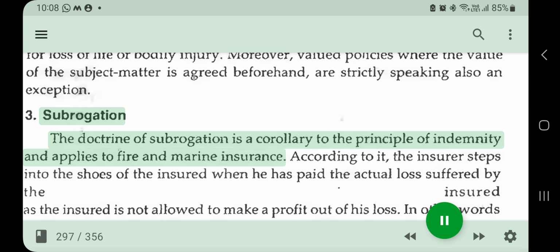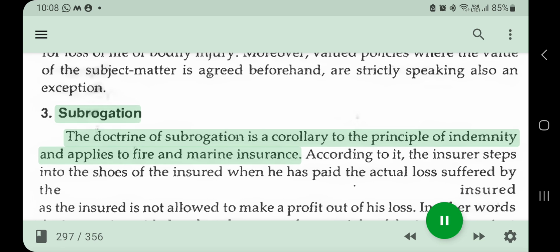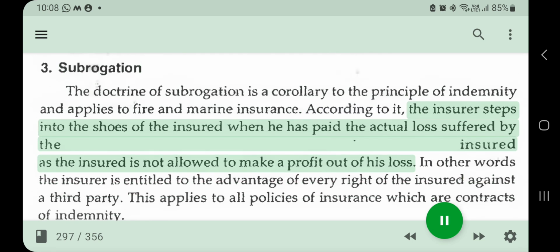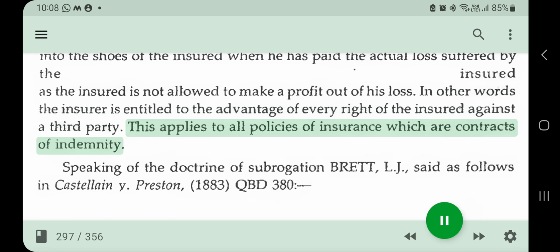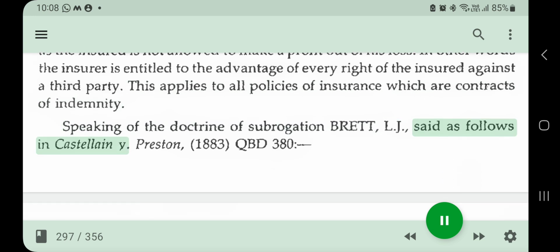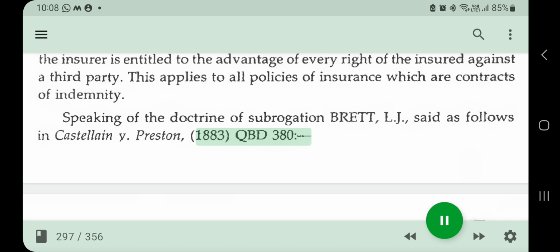3. Subrogation. The doctrine of subrogation is a corollary to the principle of indemnity and applies to fire and marine insurance. According to it, the insurer steps into the shoes of the insured when he has paid the actual loss suffered by the insured, as the insured is not allowed to make a profit out of his loss. In other words, the insurer is entitled to the advantage of every right of the insured against a third party. This applies to all policies of insurance which are contracts of indemnity. Speaking of the doctrine of subrogation, Brett, L.J., said as follows in Castellain v. Preston, 1883, QBD 380, Law of Insurance 10.13.